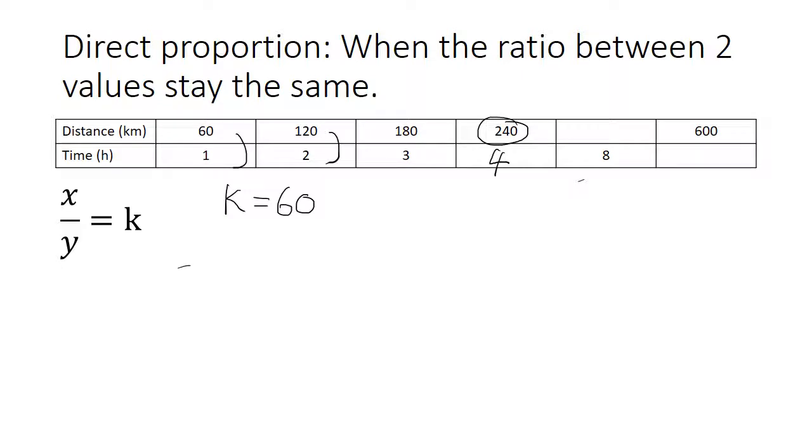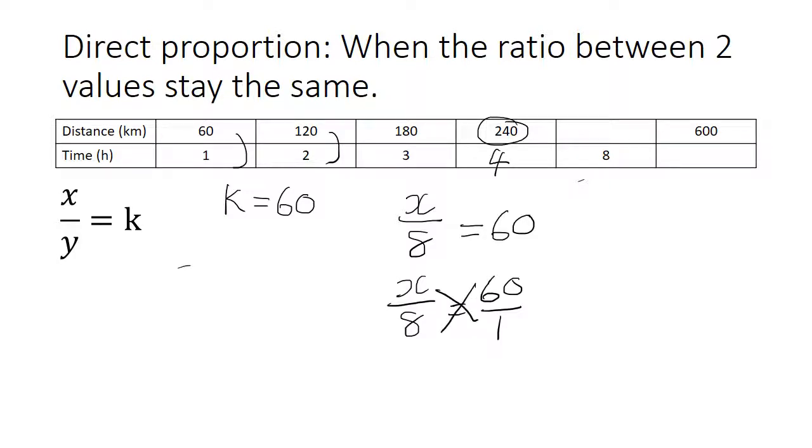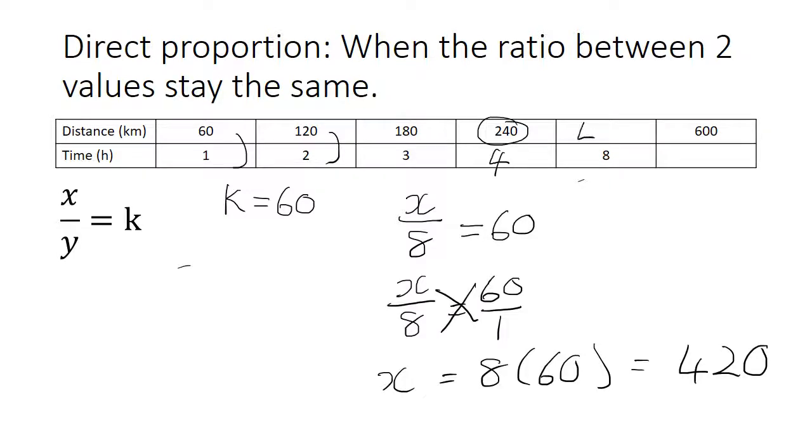So we can swap out k for 60. The x value we don't have, but the y value we do. So let's swap that out. Instead of the x, well, we write the x because we don't have the x. Instead of the y, we write 8. And instead of k, we write 60. So now we're going to cross multiply. So let me just write it like this. 60 over 1. We can cross multiply. So x is equal to 8 times 60, which is equal to 420. So then we can write in our 420 over there.